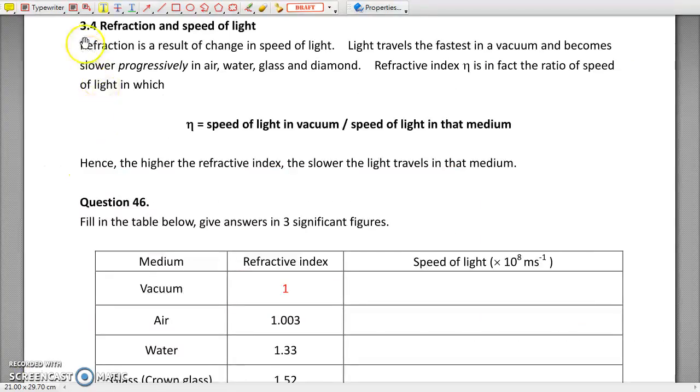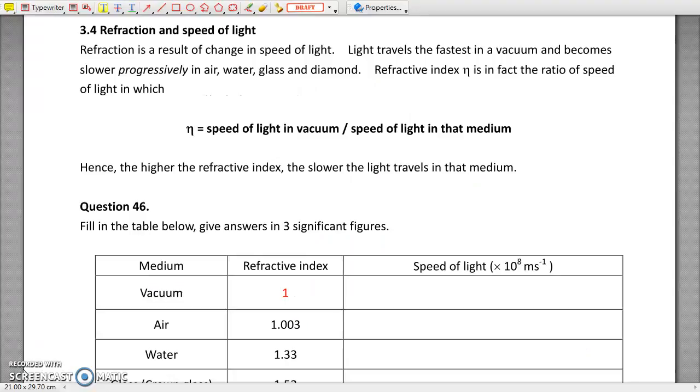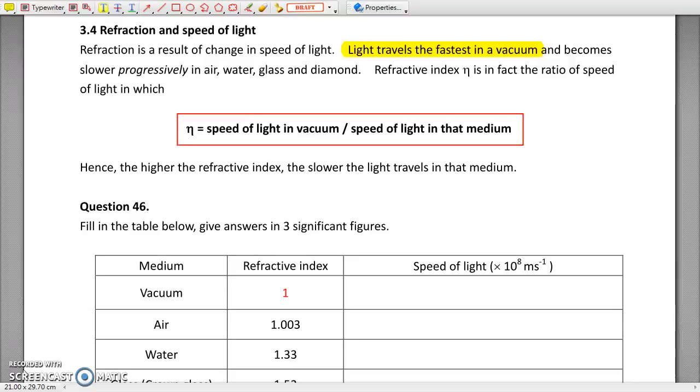3.4. Refraction and speed of light. On page 34, we have learned that refraction is due to change in speed of light in different media. So how fast is the speed of light in different media? Light travels at the highest speed in vacuum, but light travels slower in other media such as water and glass, as given by the following formula.